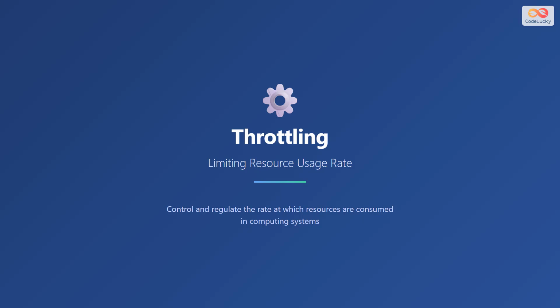Throttling is a fundamental concept in computing systems that controls and regulates the rate at which resources are consumed. Think of it like a speed limit on a highway. Just as traffic flow is controlled to prevent congestion, throttling manages how fast requests are processed or how much of a resource can be used in a given time period. This helps systems remain stable, efficient, and responsive even under heavy demand.